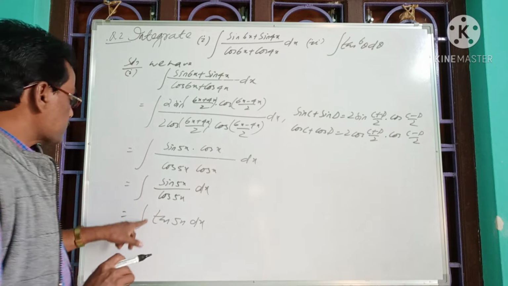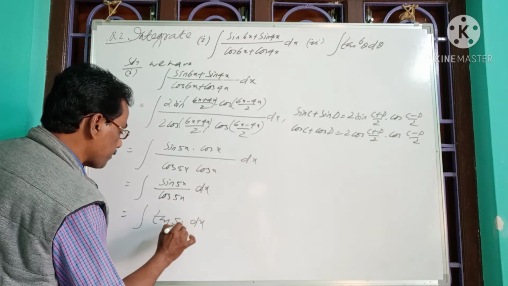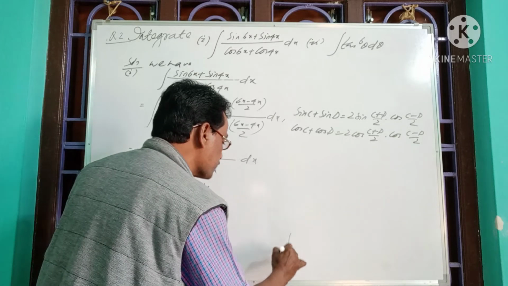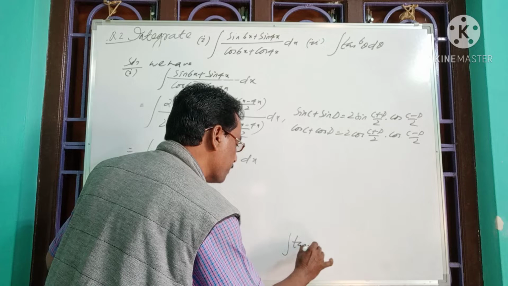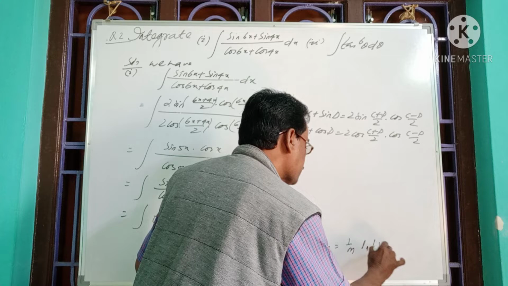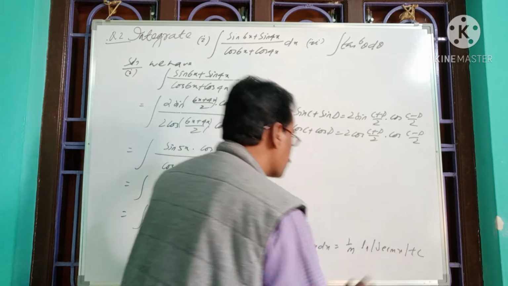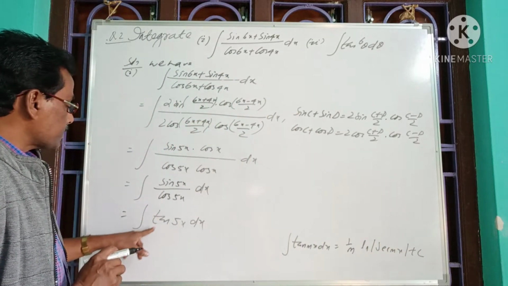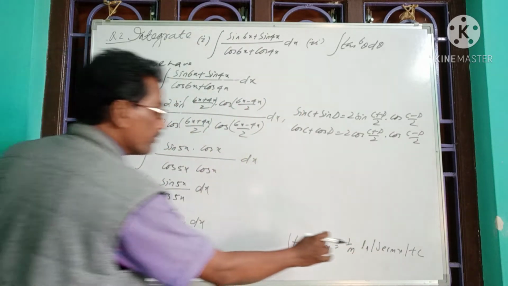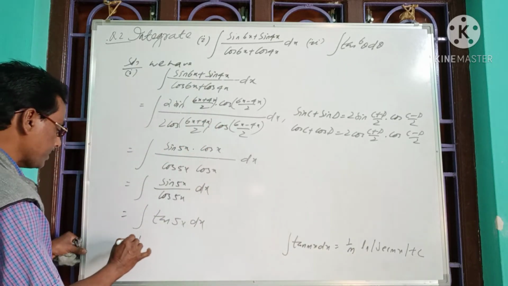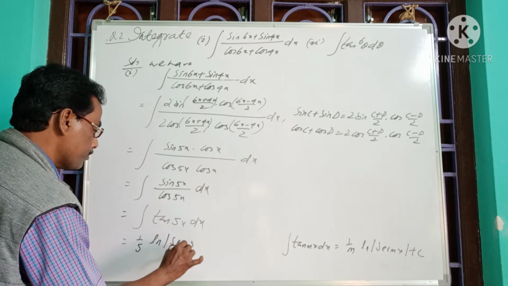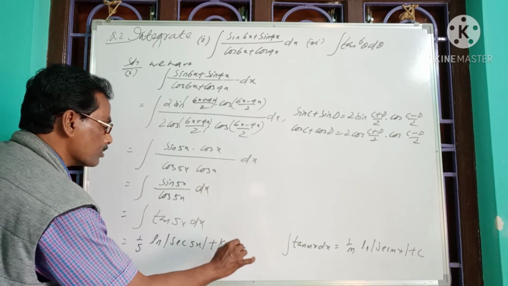So now we have the integration of tan 5x with respect to x, which is in the form of the integration of tan mx with respect to x, equal to 1 by m ln of mod sec mx plus c. Using that formula, in place of m we take 5, so we have 1 by 5 into ln of mod sec 5x plus k, where k is the constant of integration.